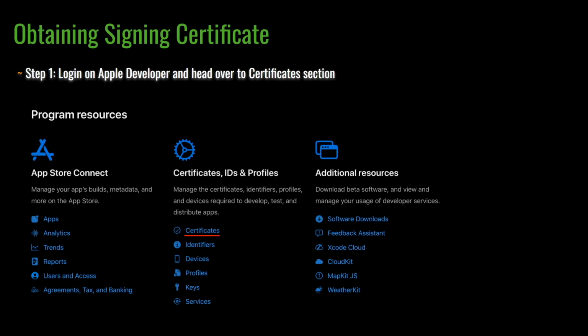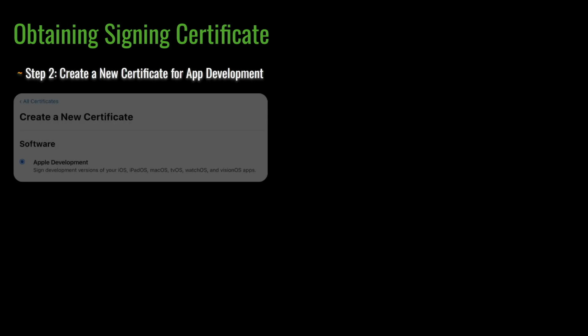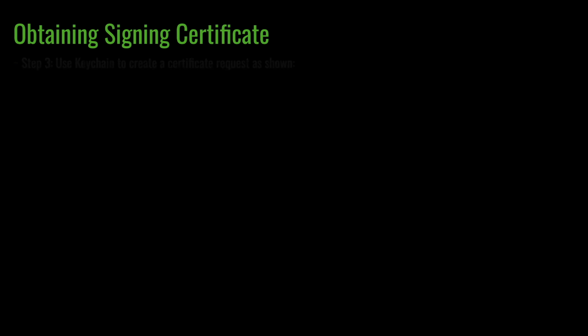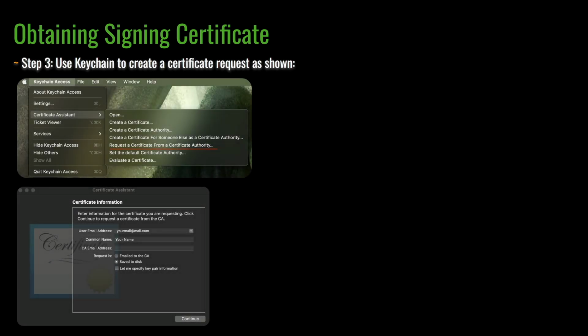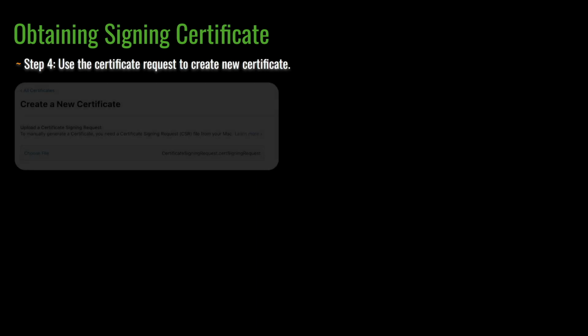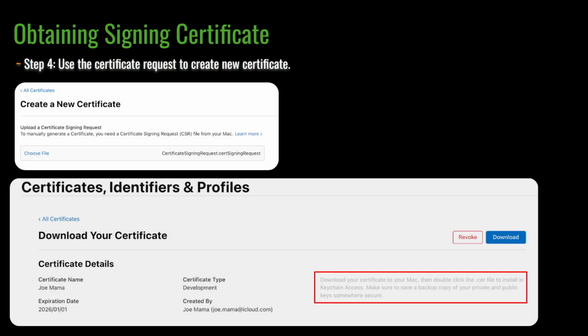Obtaining the signing certificate. Step 1 is to log in on Apple Developer and head over to the Certificates section. Step 2 is to create a new certificate for app development. Step 3, use Keychain to create a certificate request as shown in the screenshots. Step 4, use the certificate request to create a new certificate. Once you've obtained the certificate, download and import it into your keychain.